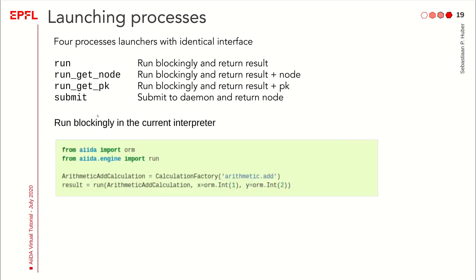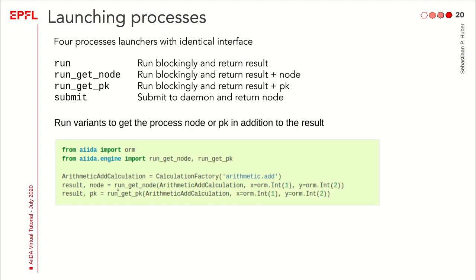So if we start with run, this method you can import from aiida.engine. And the syntax is you call run passing the name of the process, so this could be the calc job plugin or the workchain or even the work or calc function, and you pass the inputs as keyword arguments. And this will return the dictionary of the results.